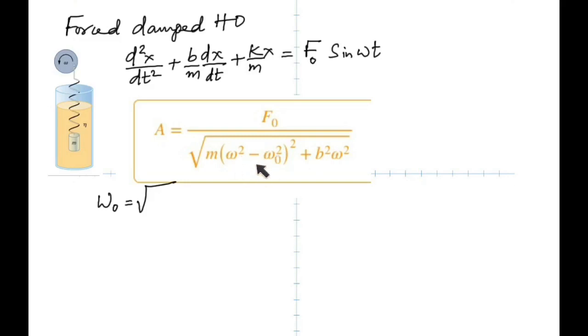Look at this equation and tell me this. If these two become equal, what happens? This term becomes zero. Does the entire denominator become zero? No. So what will you have? Remember that's a square root, so you'll have F naught by b omega. Wouldn't that be the maximum value of amplitude? Because the denominator has two terms and one term is gone, the denominator is at its lowest, which means the amplitude is at its maximum. When omega becomes equal to omega naught, you get maximum.